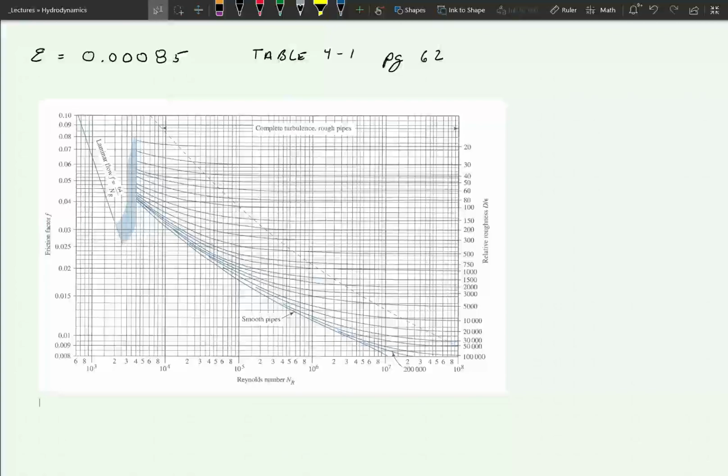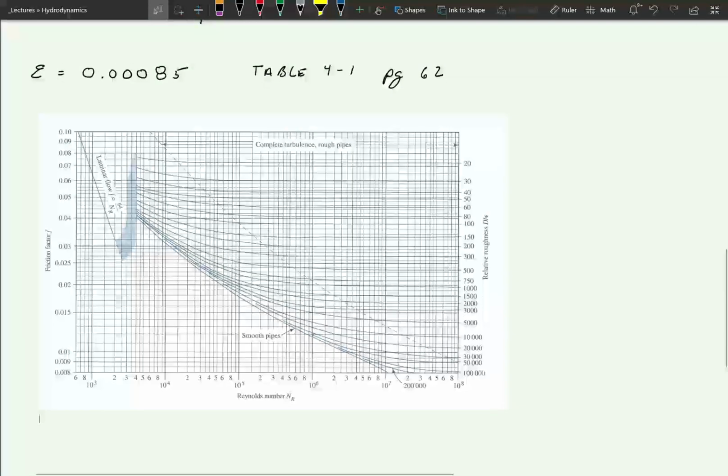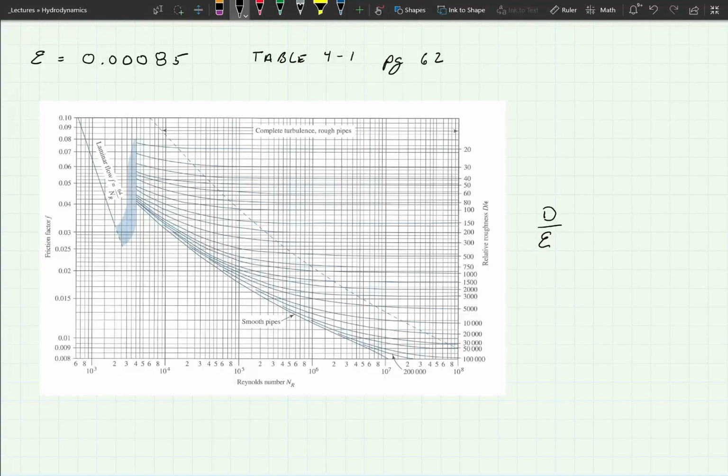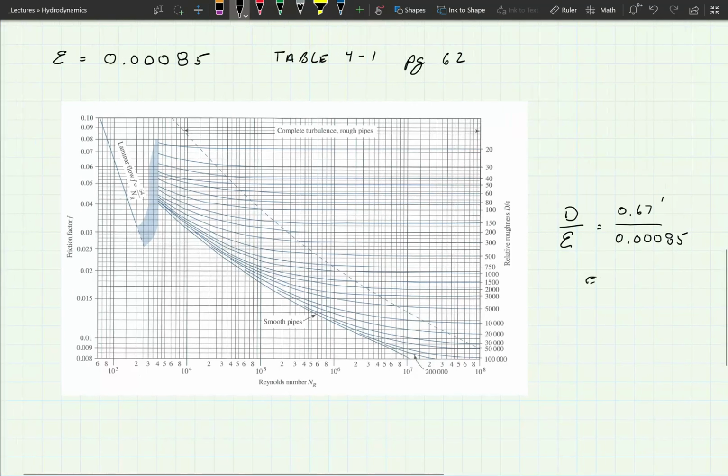Okay. So we get our roughness off there, and what we're looking for is this side over here. So we're really looking for a relative roughness, and it's the D over epsilon. Okay? So here's a good point where we need to have that conversion done early. 0.67 feet over 0.00085. And we're going to get a number. Turns out to be whoa.